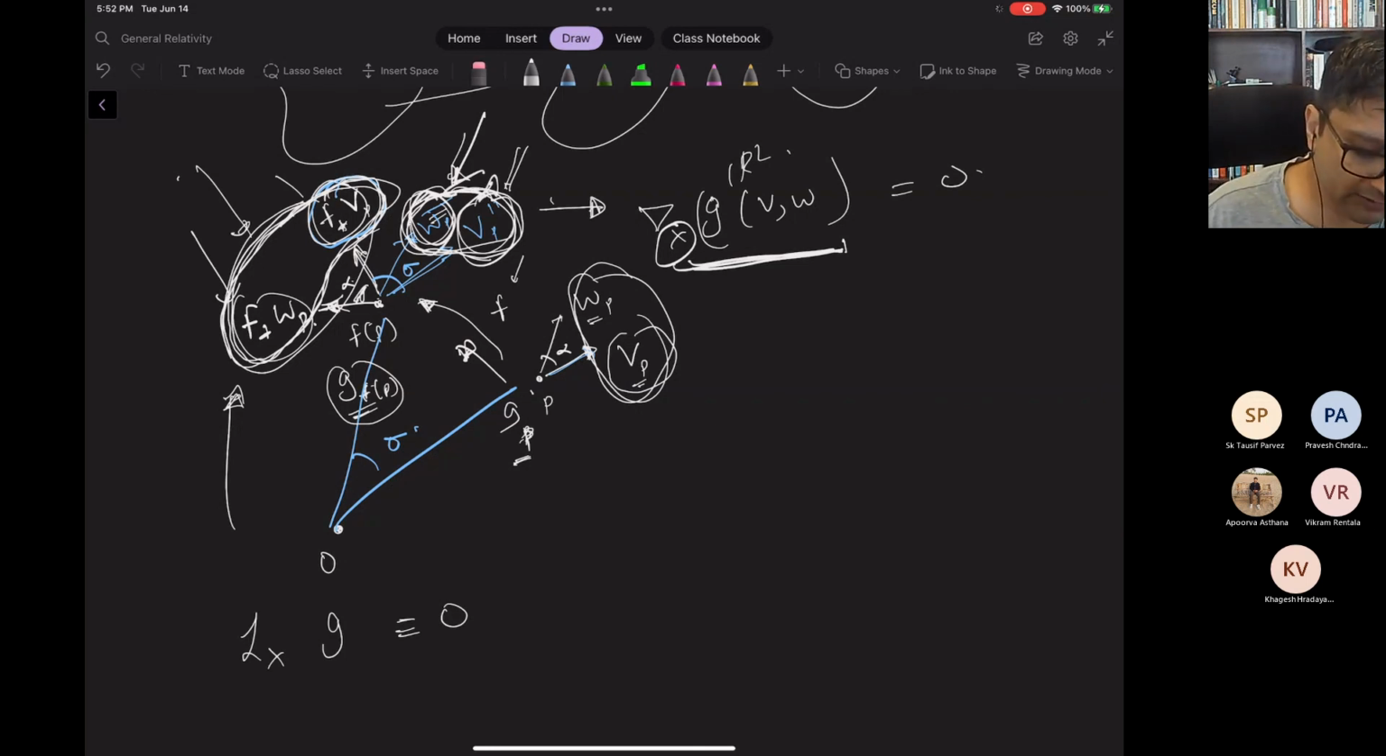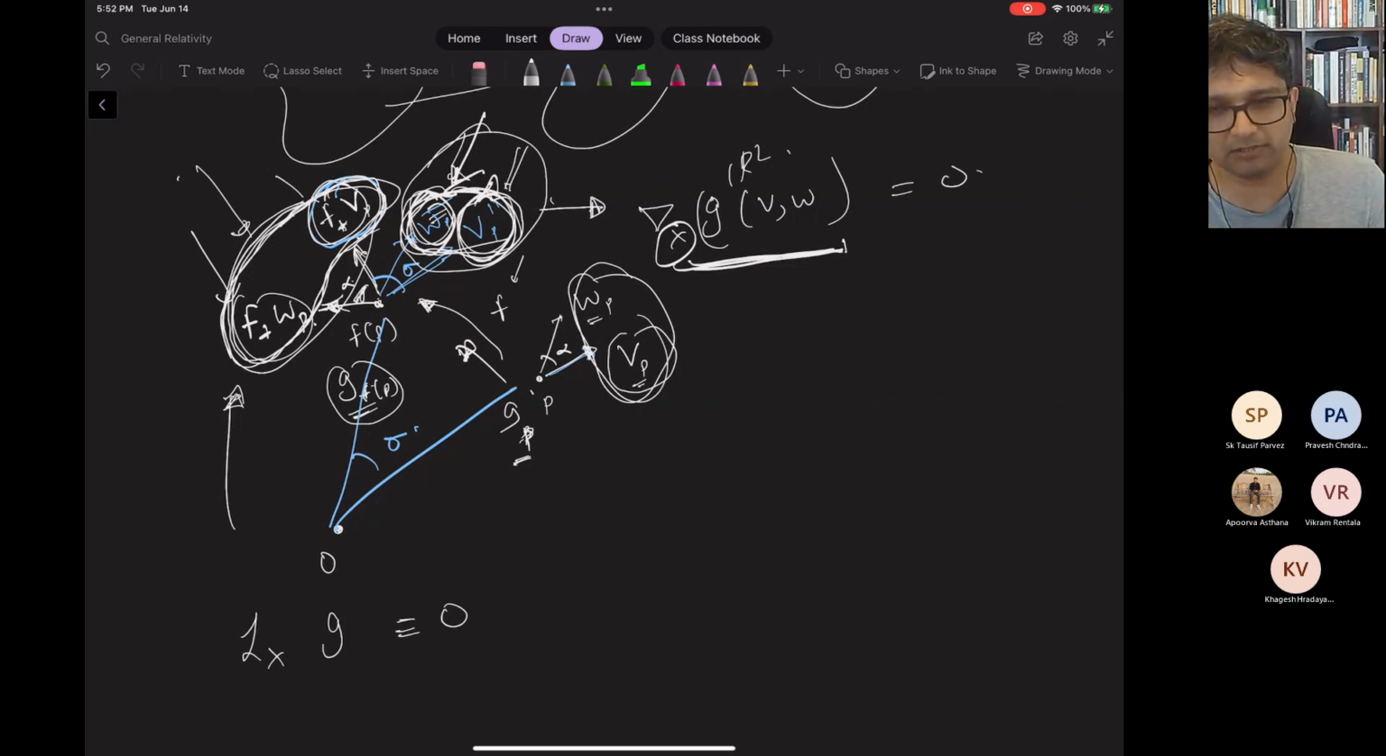But there is no unique definition of what you mean by V_P parallel and W_P parallel after parallel transport on a general curved manifold. In Euclidean space, it is unique. In non-Euclidean space, parallel transport is not unique, it's path dependent. So there is no unique definition of these two, although the inner product will be preserved no matter which path you choose.